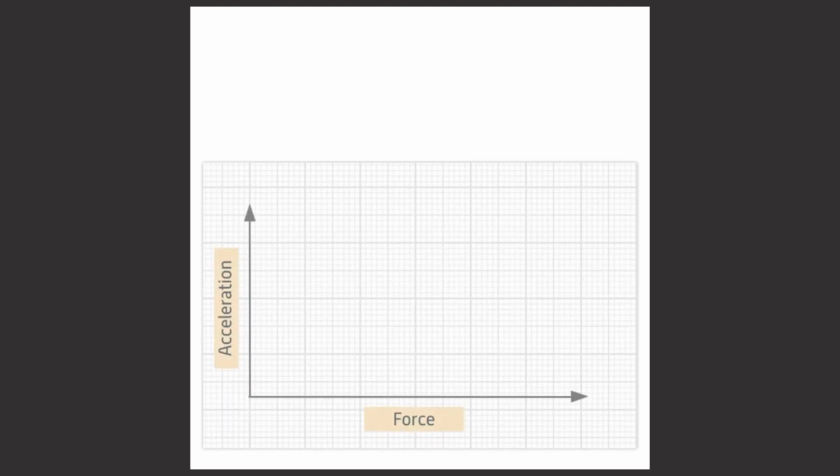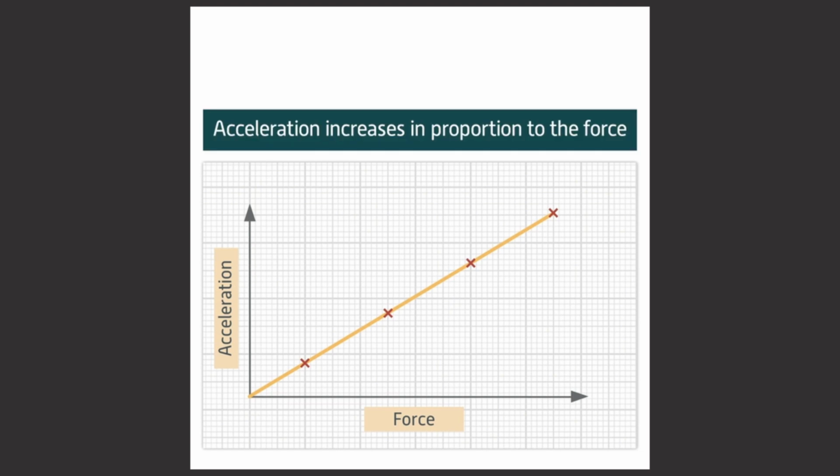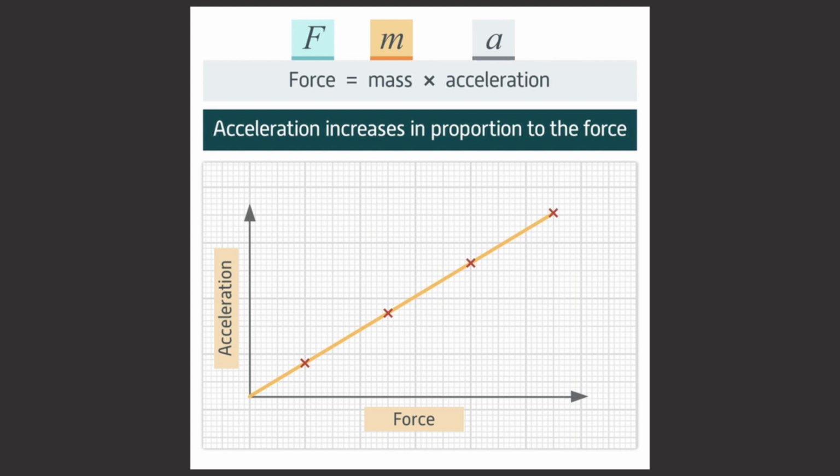You can then plot a graph with force on the x-axis and acceleration on the y-axis. The result should be a straight line with a positive correlation because the acceleration increases in proportion to the force applied. This proves that force equals mass multiplied by acceleration, or F equals ma. The vehicle has a constant mass, and the acceleration increased as the force increased.